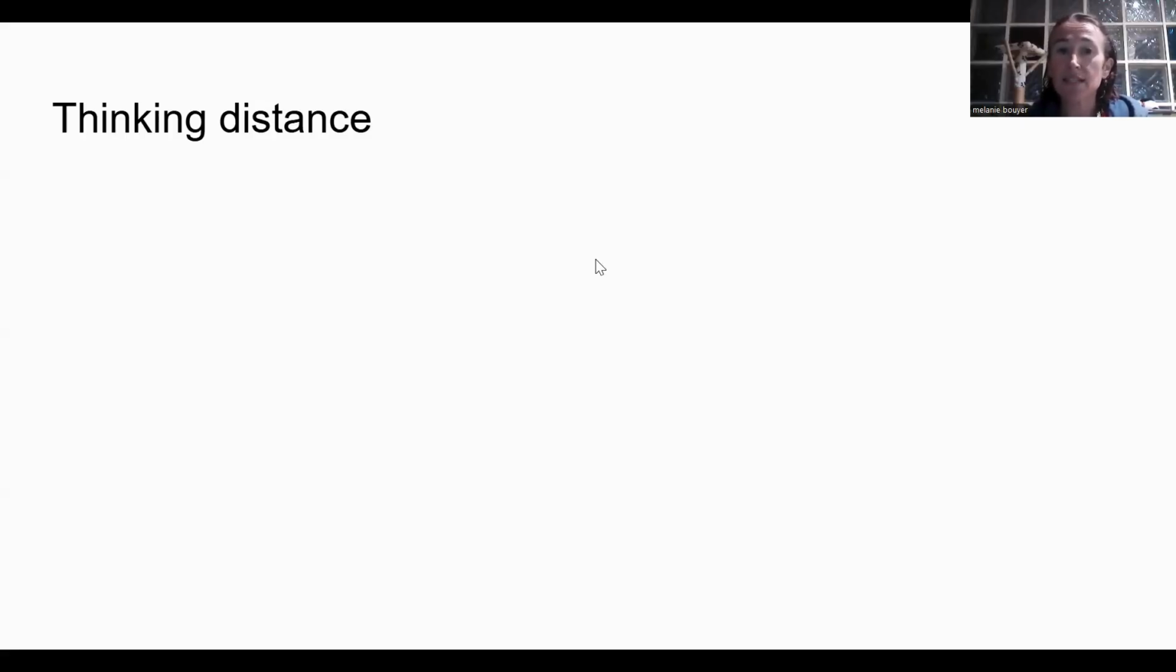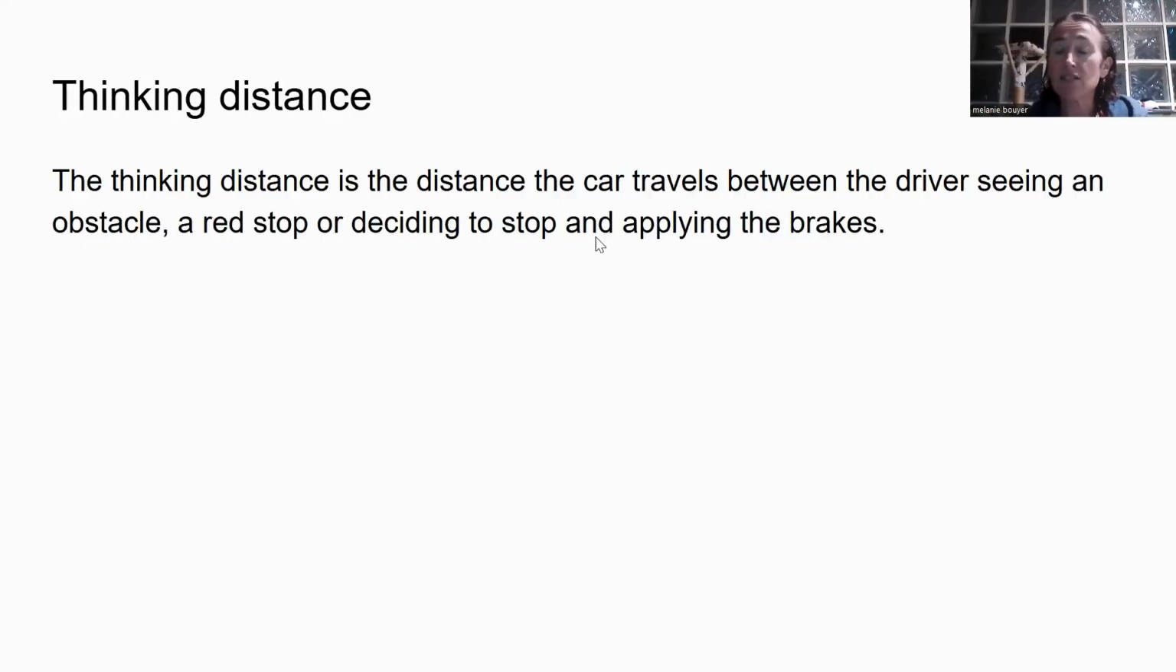So the thinking distance is the distance the car travels between the driver seeing an obstacle, for example a red stop, or deciding to stop, and applying the brake. So it takes a while, obviously, between you registering that there is an obstacle or that you need to brake, and you actually pressing the brake. That's the thinking distance, the distance you're traveling while you are thinking about stopping the car, basically.